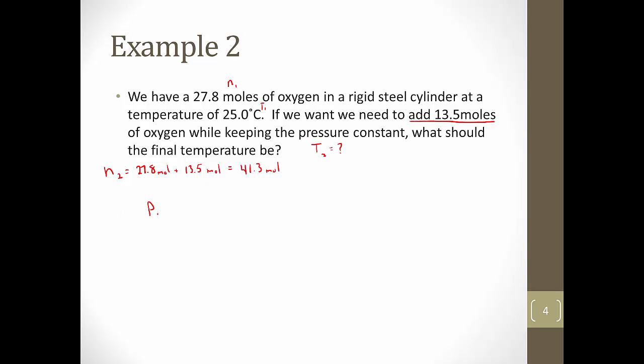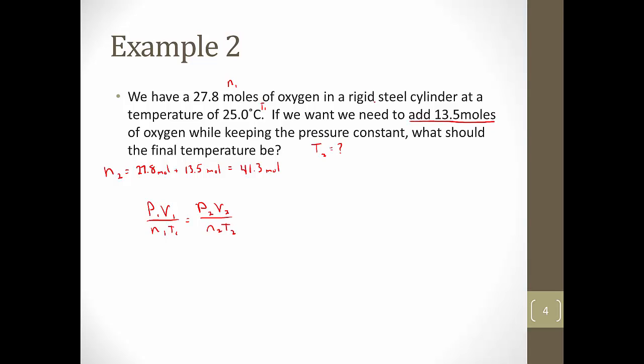All right, so let's set this up. P1V1 over N1T1 is equal to P2V2 over N2T2. Now, we don't know P1, so that's interesting. We don't know V1. We do know N1, and we do know T1. And on this side, we don't know P2, we don't know V2, we do know N2, and we're looking for T2. So in this case, we have this weird conundrum of not knowing a bunch of stuff.